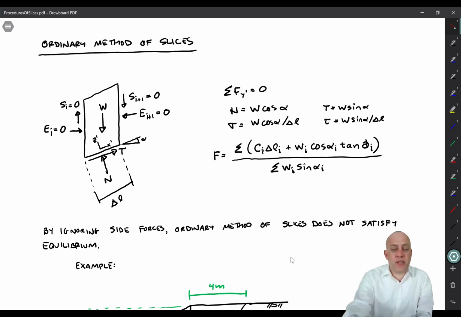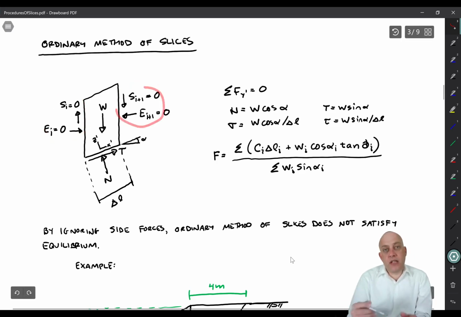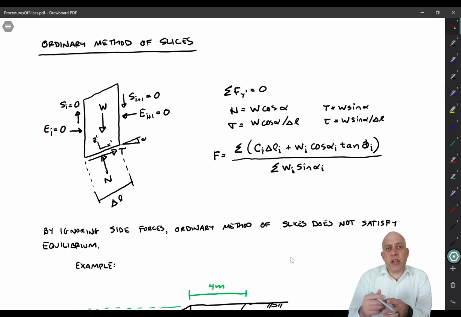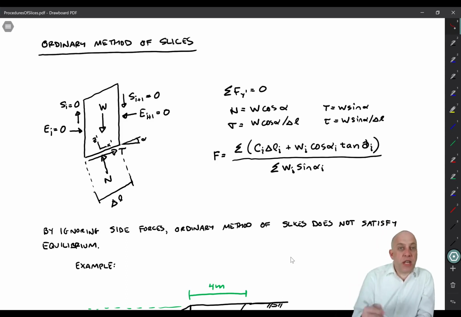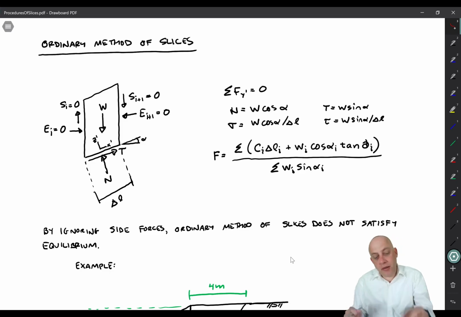So the very first, simplest method is the ordinary method of slices. What this method assumes is that the inner slice forces are zero. I think in the textbook it's written up that they're neglected or just ignored. That's the same as assuming that they're zero. So what we'll do is just assume that every single slice is its own free body that's acting independently from all of the other slices.